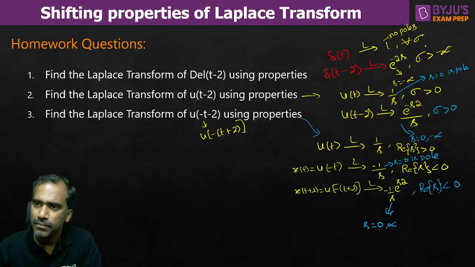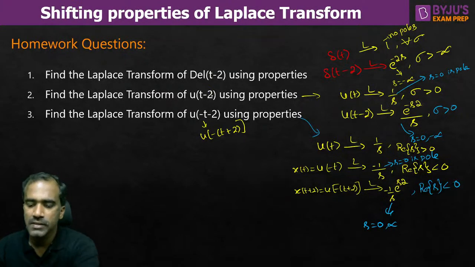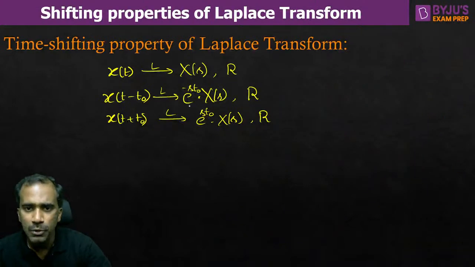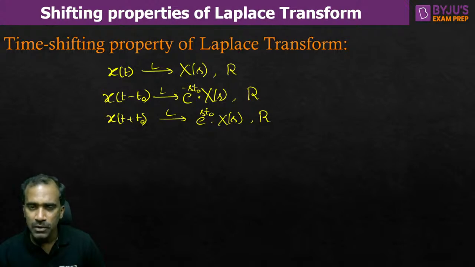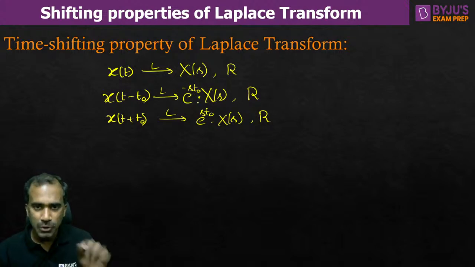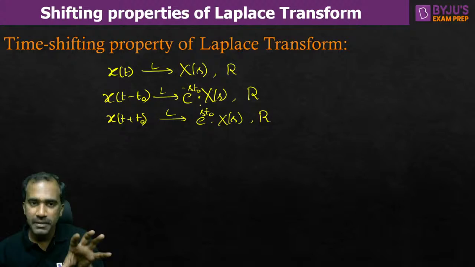Everything else is the same. Because of the new poles created by time shifting, see this one? What are the new poles that are created here? Because of this one, s equal to minus infinity is a new pole created here. Because of this one, if there is a plus sign here, the new pole created here is plus infinity. So the new poles created because of the time shifting property are either plus infinity or minus infinity.